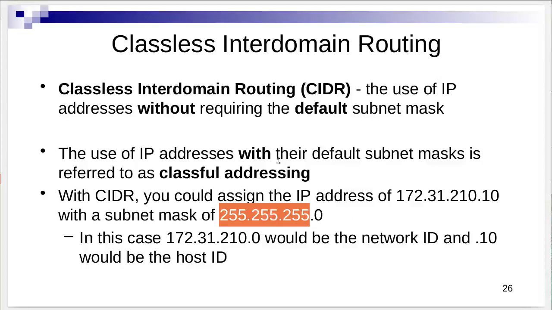Okay, so the use of IP addresses with a default subnet mask is called classful addressing, as we saw in an earlier video. And the alternative to classful addressing is classless interdomain routing, or CIDR. And so there you just say that, well, if I want to represent a subnet mask like this, I would just put down /24 for the 24 ones. So in this case, 172.31.210.0 would be the network ID, and if you have a .10 over here for an IPv4 address with /24, then the .10 would be the host ID part, and that's equivalent to having this subnet mask if you were to use a subnet mask.